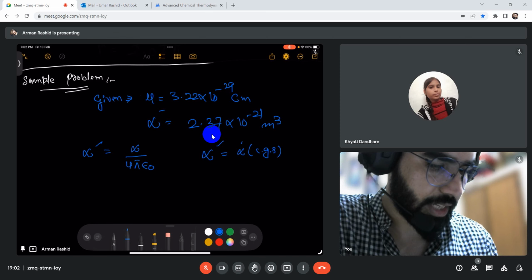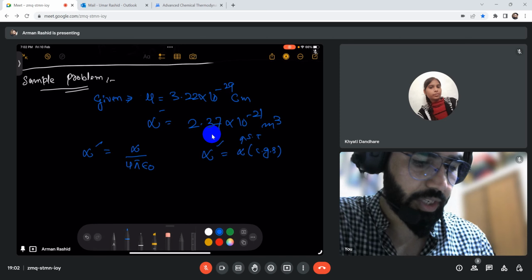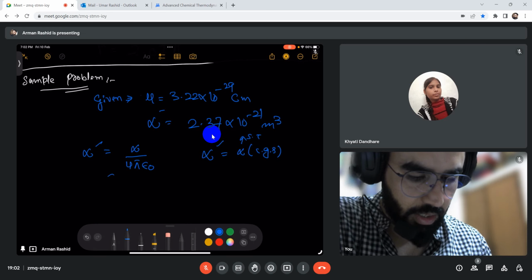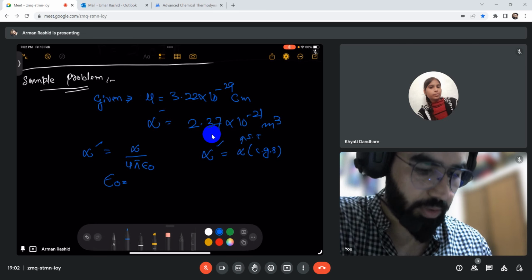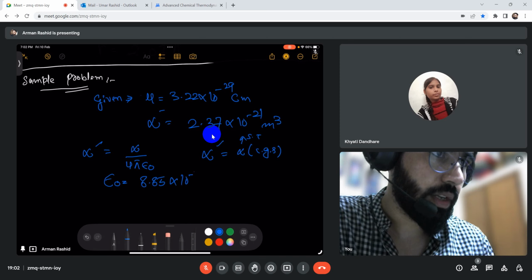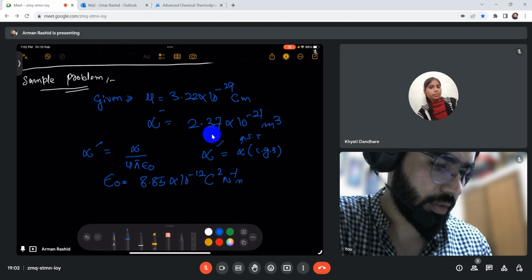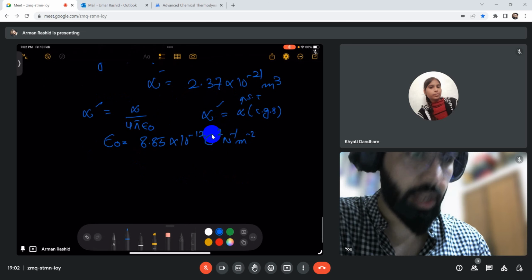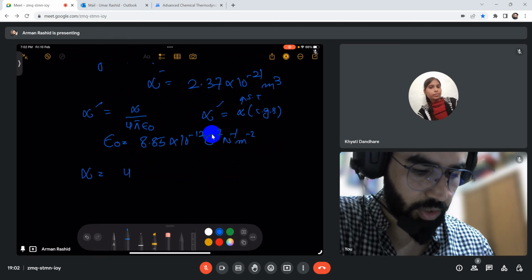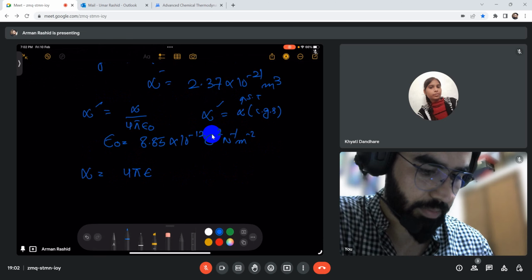Okay, so this is in SI units, and this is in CGS units, so it is given by this. From this, and we know that epsilon 0, the permittivity of free space, is 8.85 × 10^-12 coulomb square per Newton per meter square. Now we can determine alpha from this equation, 4 pi epsilon 0 epsilon dash.